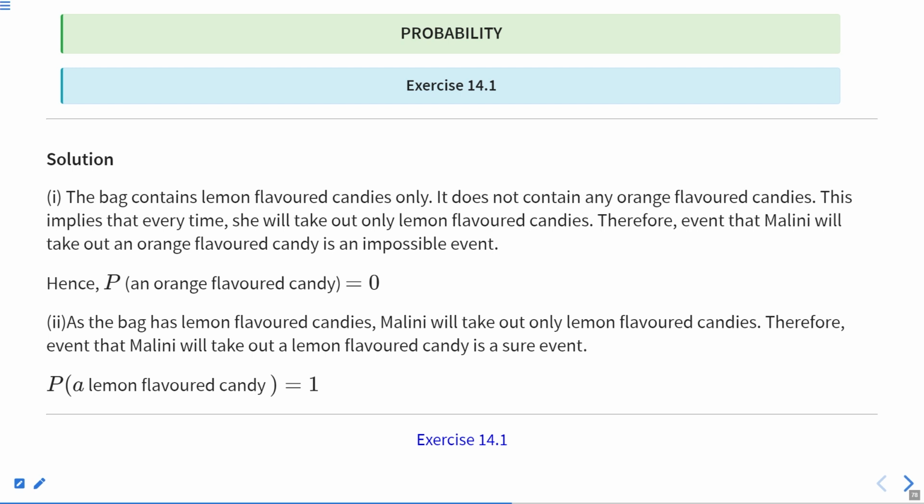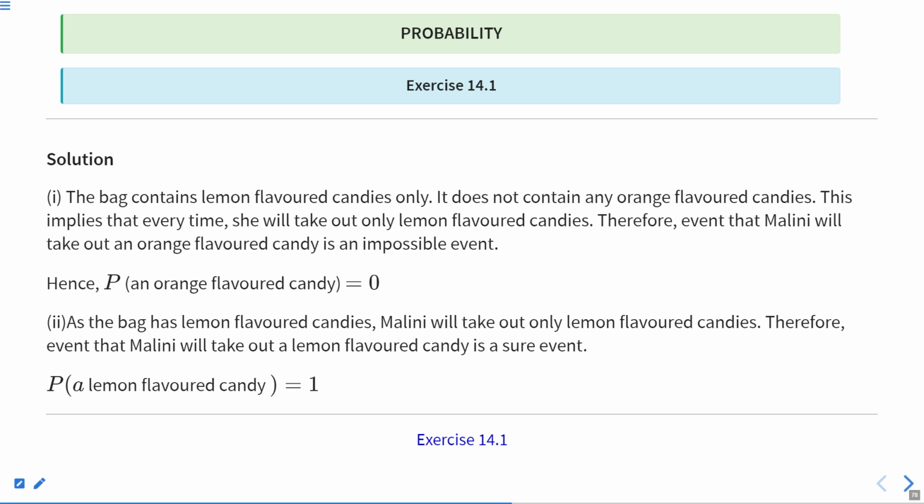And now go to the second part. In the second part, we have to find the probability that she takes out a lemon flavored candy. The bag contains lemon flavor candies only. As the bag has lemon flavor candies, Malini will take out only lemon flavor candies. Therefore the event that Malini will take out a lemon flavor candy is a sure event. So the probability of a lemon flavor candy is equal to 1.